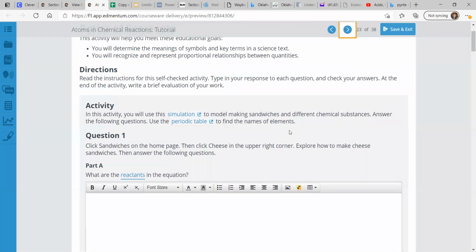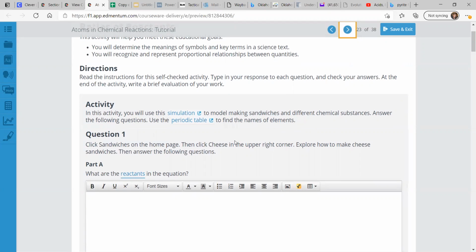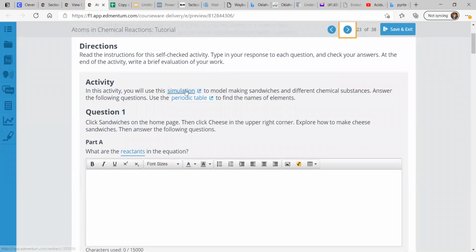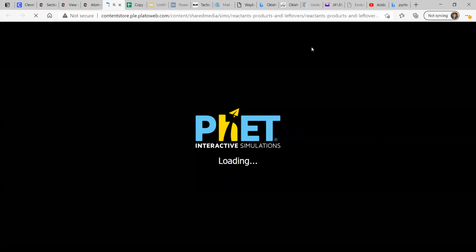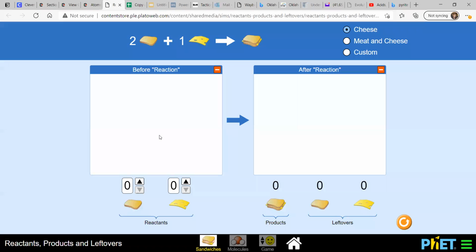So in this activity, you have a simulation to model making sandwiches and different chemical substances. Answer the following questions, and you can use the periodic table to find the names of elements. So let's check out the sandwiches. Yeah, sandwiches.